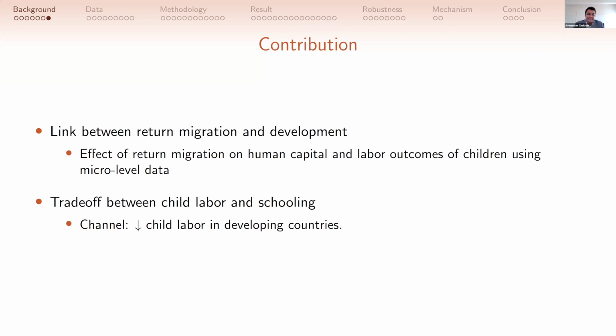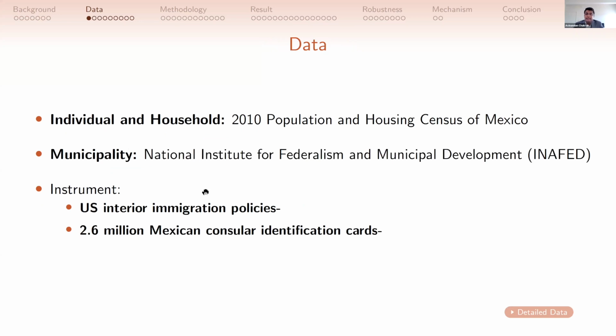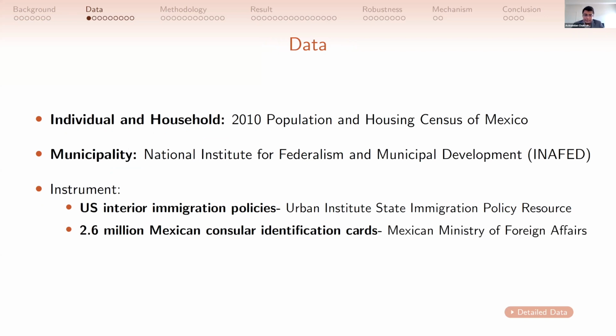Thank you. So therefore, return migration can be a channel through which child labor can decrease in developing countries. The main data that I use is individual and household level data from the census. So this is the 2010 Population and Housing Census of Mexico. I have municipality characteristics from the National Institute for Federalism and Municipal Development. And I also created an instrument from two data sets. One is the Urban Institute State Immigration Policy Resource, and the other is the Mexican Ministry of Foreign Affairs.